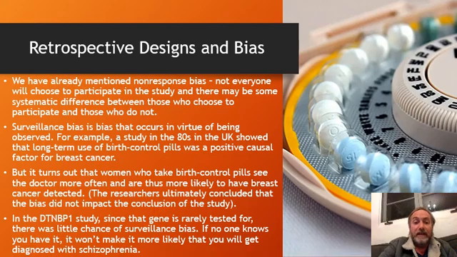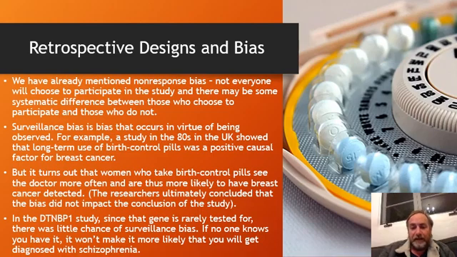Other kinds of biases include surveillance bias. That's something that happens when you're being observed. As an example, in the 80s in the UK, they showed that long-term use of birth control pills was a positive causal factor for breast cancer. But the problem with that study is that women who take birth control go to the doctor. That's how you get prescribed birth control pills at the time. If you go to the doctor more, you're more likely to have your breast cancer detected, just because you're a person who is on top of your healthcare. Ultimately, they decided that bias didn't impact the conclusion of the study, but it's the sort of thing you have to look out for.